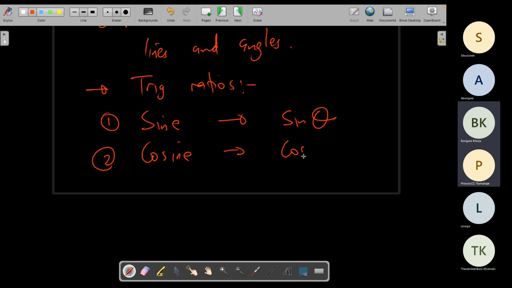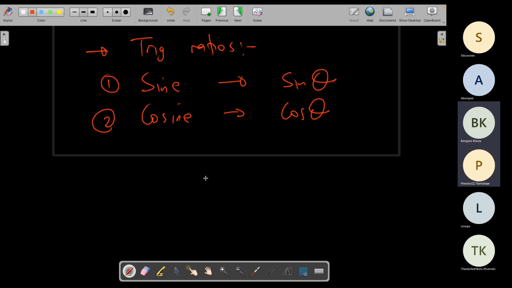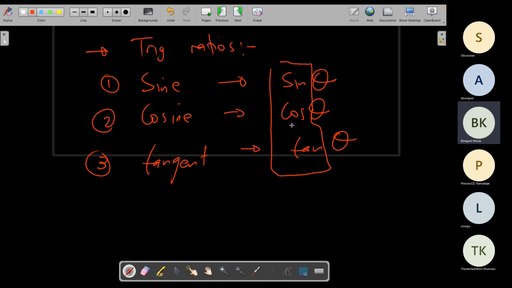Cos. Is it theta? Theta. It's theta. Of course, it's cosine. Cosine like this. And then the third one would be your tan, which is actually tangent, which is tan theta like that. So it's sine, cos, and tan.